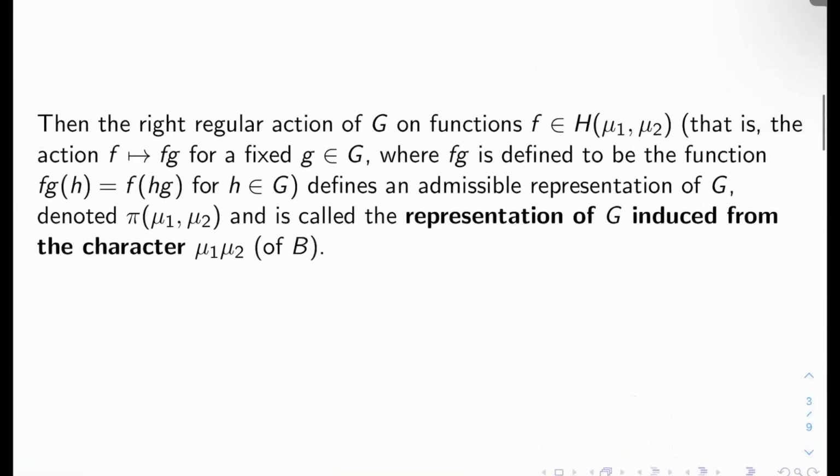So the right regular action of G on functions f in H of mu1, mu2, what I mean by that is the action that sends f to fg for a fixed g in big G, where fg is defined to be the function fg of h is f of hg for all h and g. That defines an admissible representation of G. Admissibility was defined last video. We denote this representation pi of mu1, mu2, and it's called the representation of G induced from the character mu1, mu2, technically of B, but you can drop that. Most people wouldn't say that, given the context was clear.